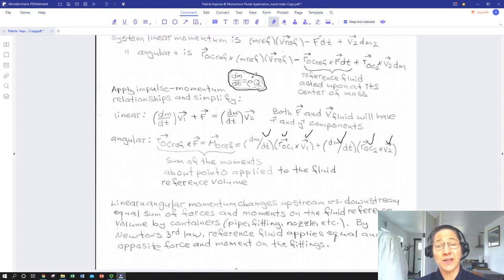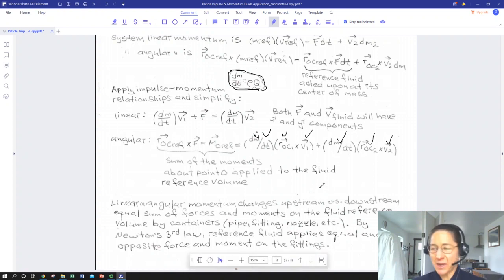Water's got a pretty high mass. Notice this mass flow rate is a multiplier by these angular momentum changes. So the higher the mass flow rate, the higher the moment or the higher the force necessary to achieve any change in momentum or any change in velocity. So dense fluids are definitely going to be more of a challenge for the fittings containing them and redirecting them.